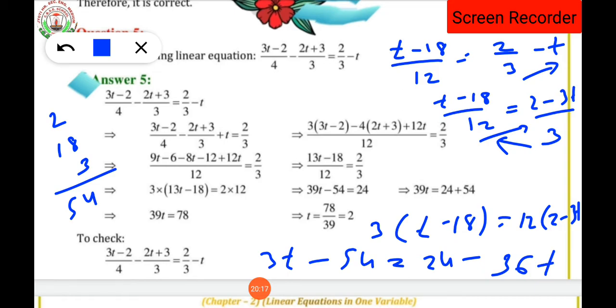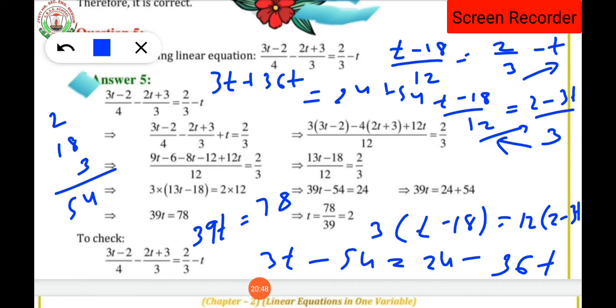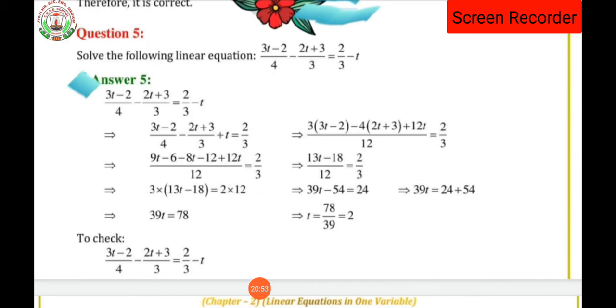Okay, now after this what you have to do is transpose the t terms towards one side and the non-t terms to the other side. That means here 3t plus 36t is equal to 24 plus 54. So 36 plus 3, here it will come 39t. Here 4, 4, 8, 5, 6, 7, 78. So 39t is equal to 78 we will get.